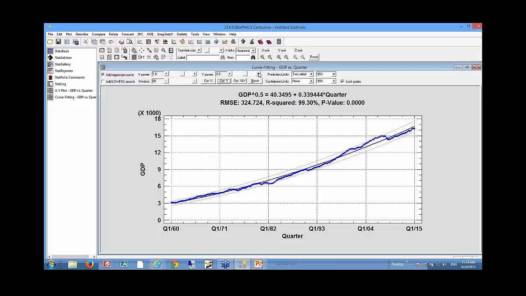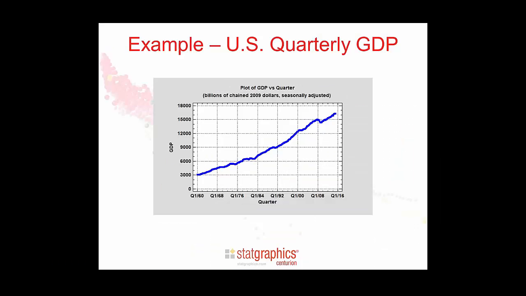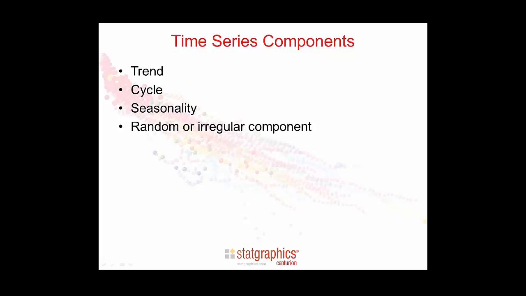Okay. Now, what we're looking at is the actual aggregate real GDP on a quarter-to-quarter basis. When we're doing time series analysis, let me go back to my PowerPoint slides. It can also be quite useful to think of the data as consisting of 4 different components.